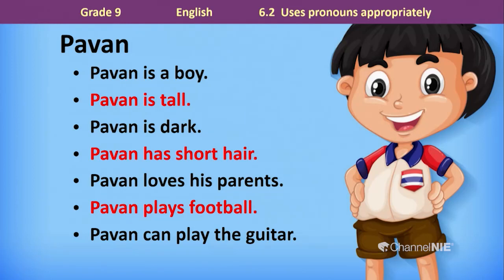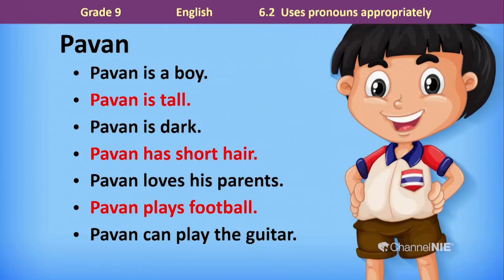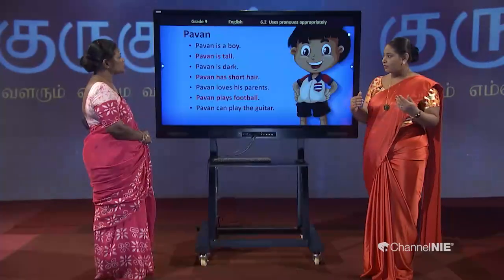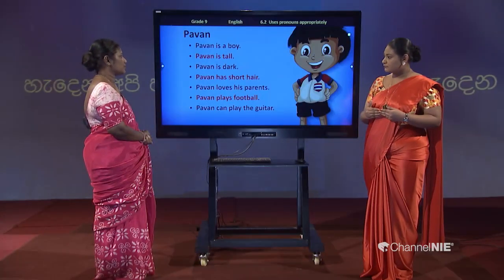So this is really interesting. Did you listen to this, children? Is it really interesting? I think it's interesting facts about Pawan. No, I don't think so. But why? Pawan is a boy, Pawan is tall, Pawan is dark, Pawan has short hair and Pawan everywhere. It's not interesting. You have written Pawan in every sentence. So Pawan is not interesting.